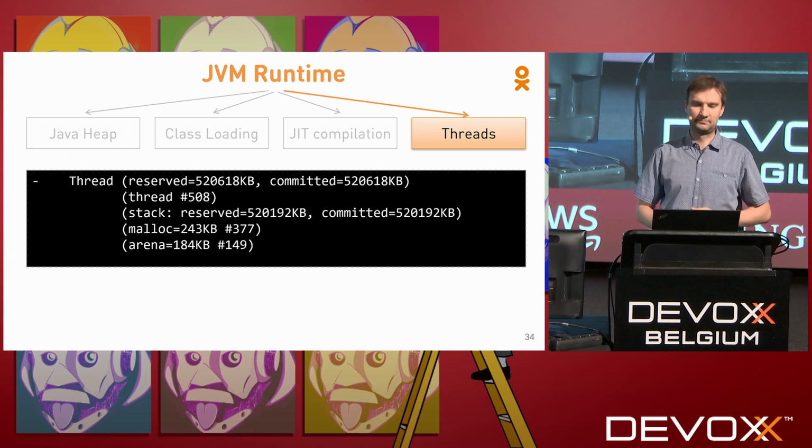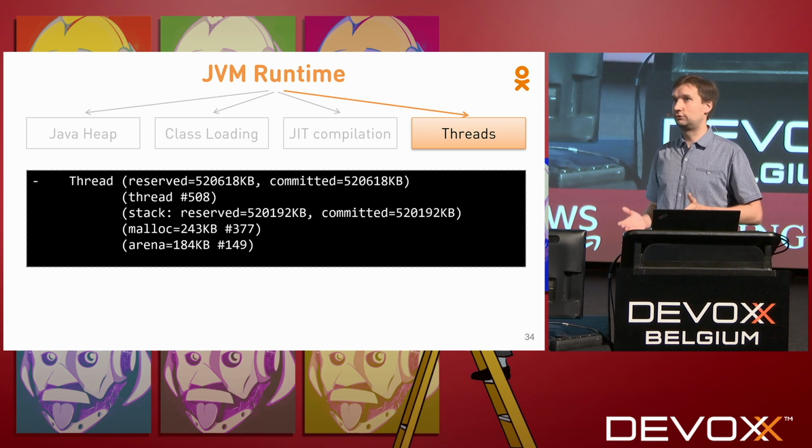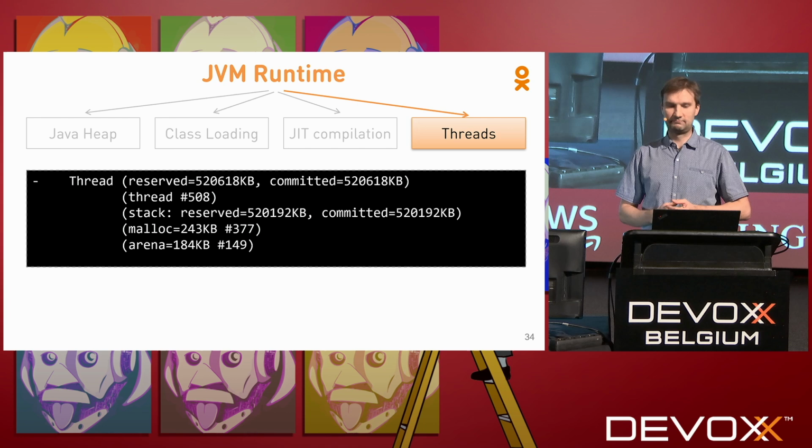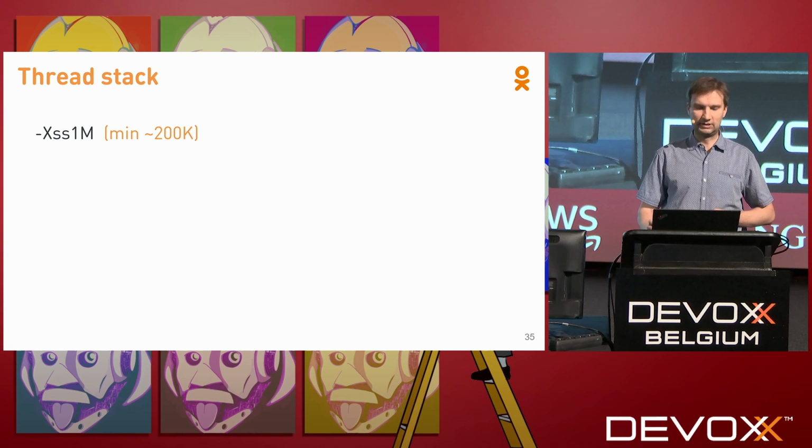Thread stacks also consume native memory. And there is also a section in the native memory tracker devoted to threads. And the numbers there may look scary. For example, 500 threads will use more than half a gigabyte. That's because the default thread stack size is 1 megabyte. It can be tuned with the Xss option. But things are not as bad as they may seem.